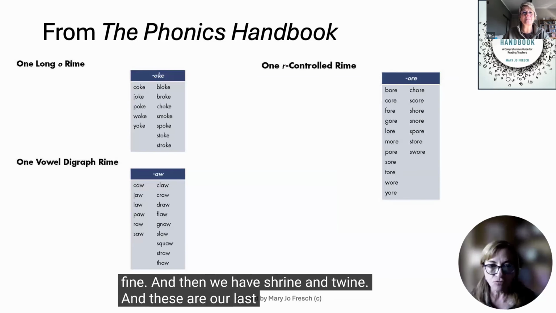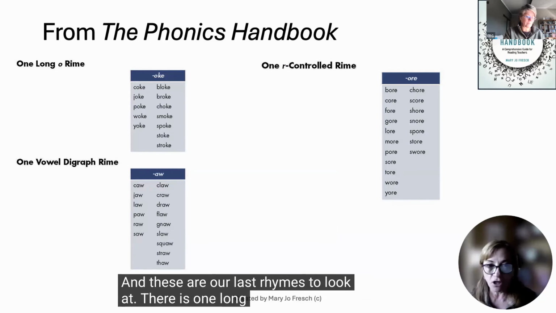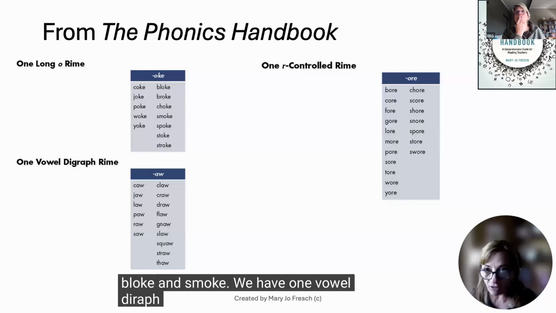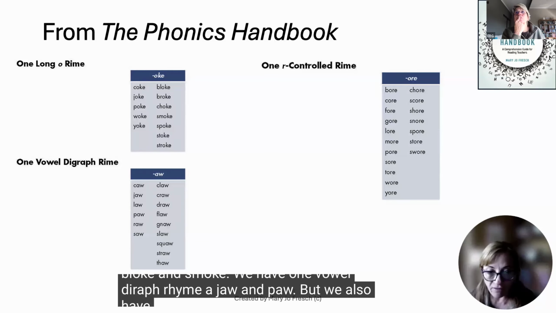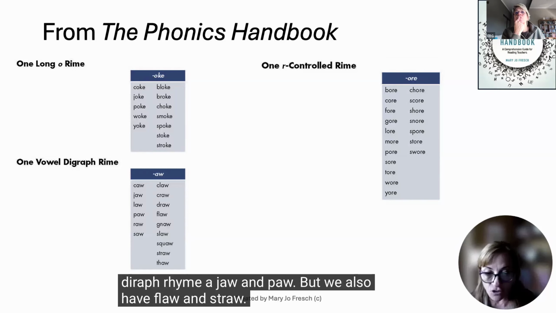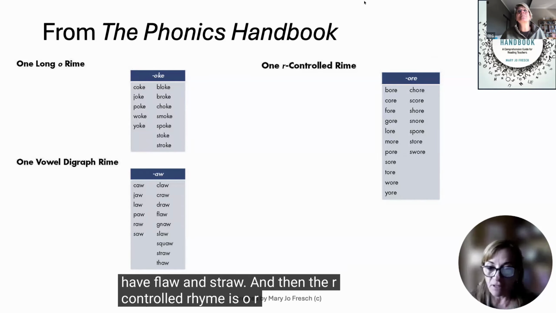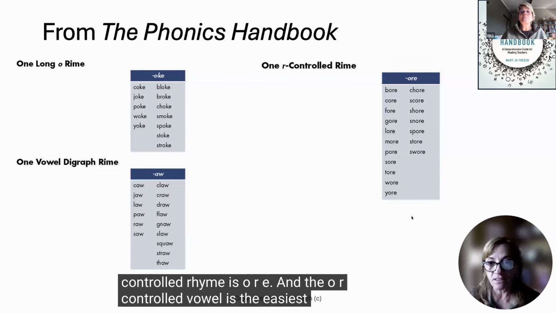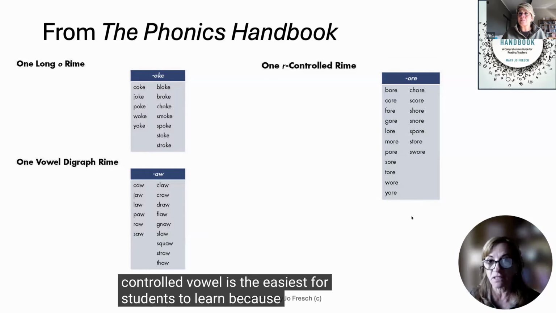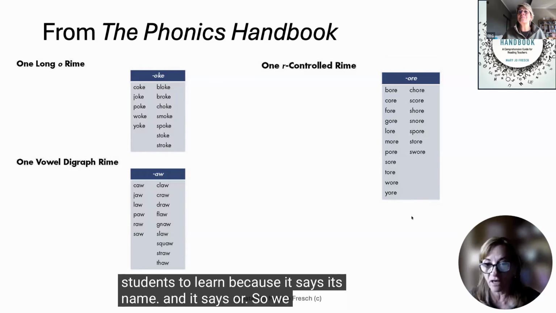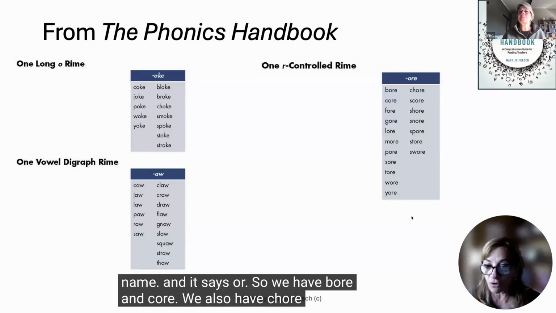And these are our last rhymes to look at. There is one long O rhyme, oke. So we have joke and poke, but we also have bloke and smoke. We have one vowel digraph rhyme, aw, jaw, and paw, but we also have flaw and straw. And then the R controlled rhyme is O-R-E. And the O-R controlled vowel is the easiest for students to learn because it says its name. It says or. So we have or and core. We also have chore and snore.